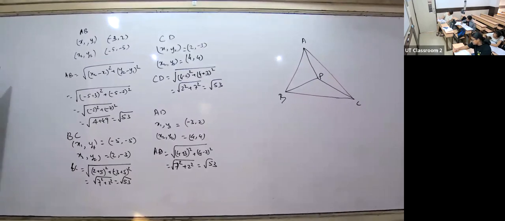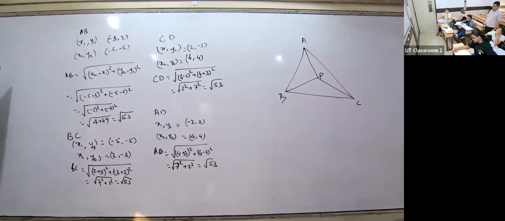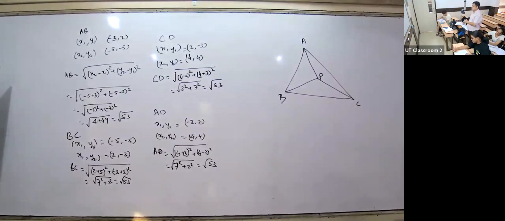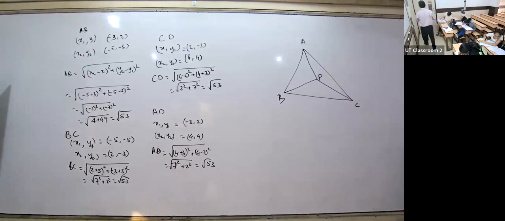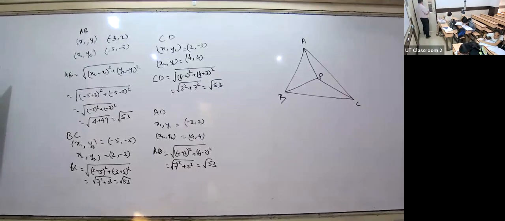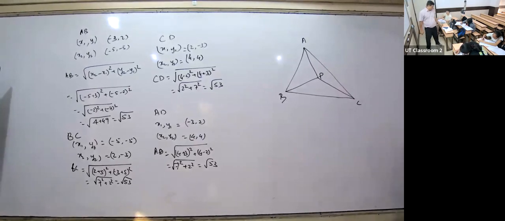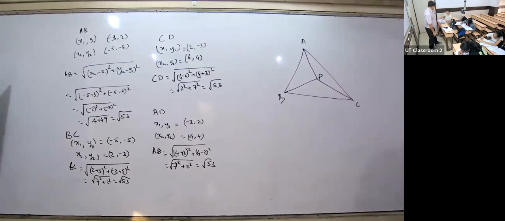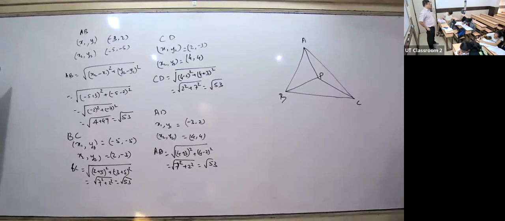Circumcenter, C-I-R-C-U-M-C-E-N-T-E-R. Now, write what you mean by circumradius. Circumradius is the distance between circumcenter and any vertex.